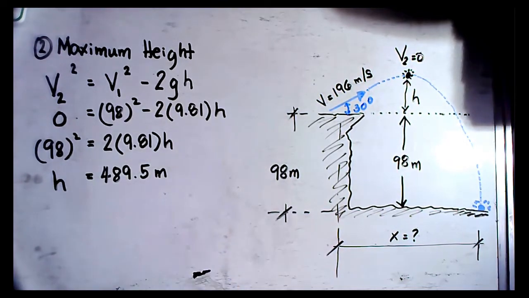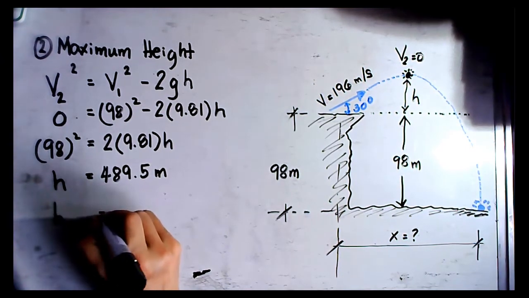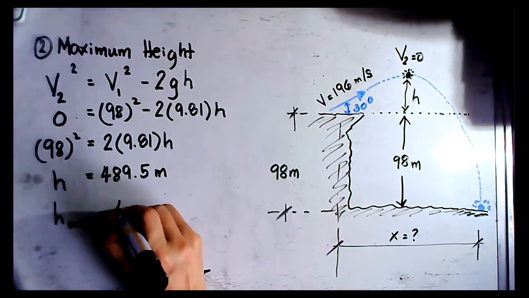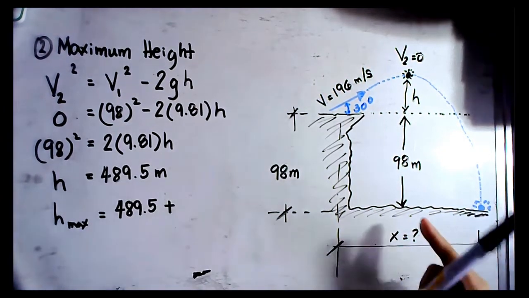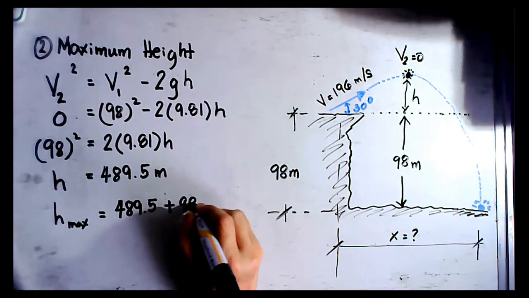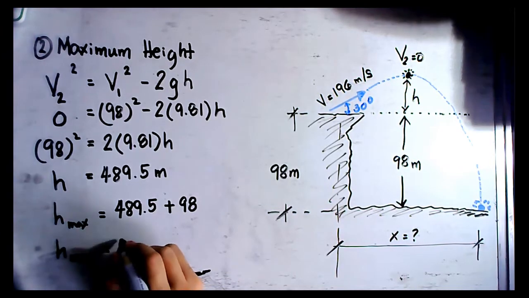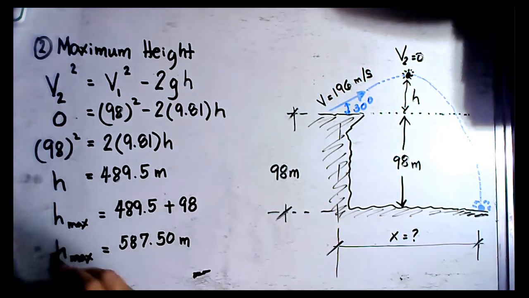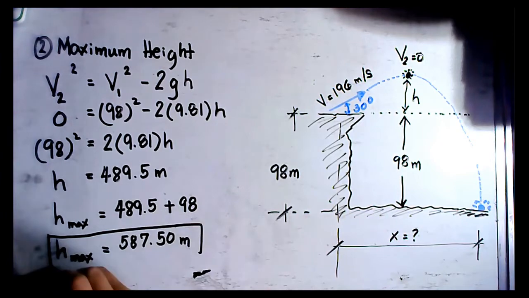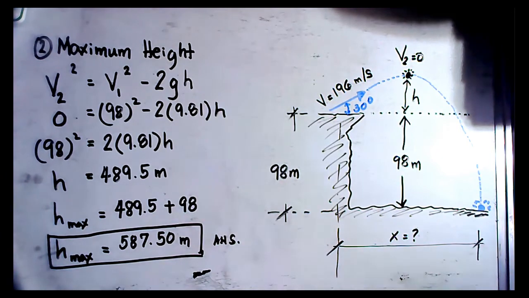489.5 meters. So that means the maximum height that can be reached by the projectile is 489.5 meters, plus of course we have the 98 meters. So the maximum height is equal to 587.5 meters. This will be our answer for question number 2. That is the maximum height that can be reached by the projectile.